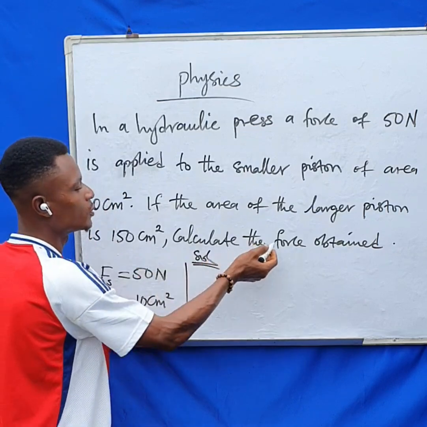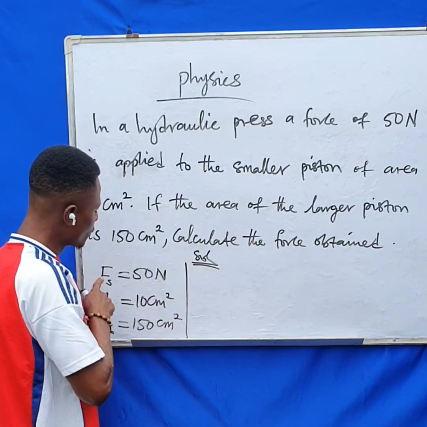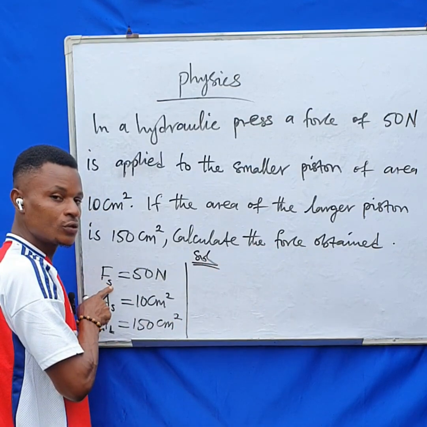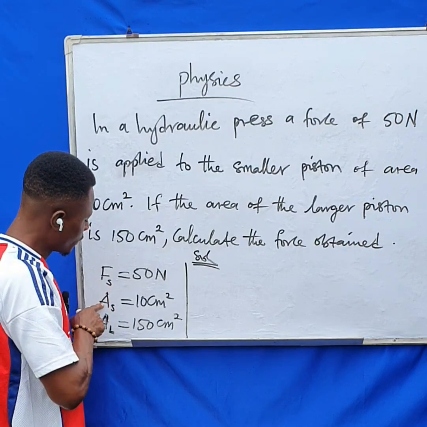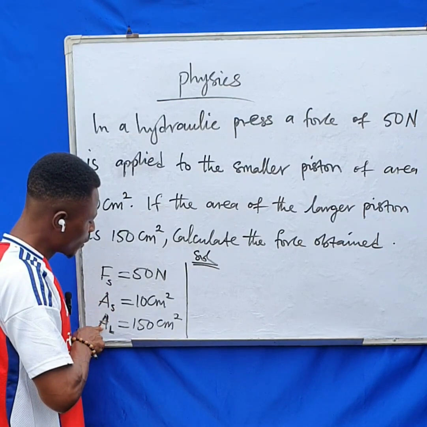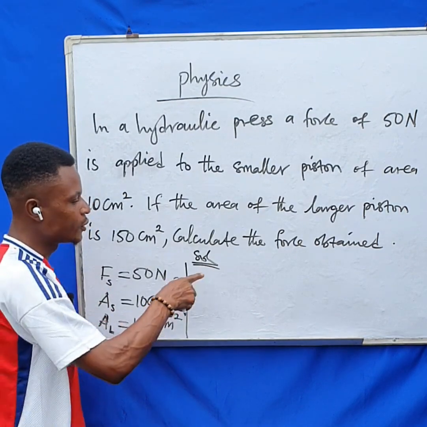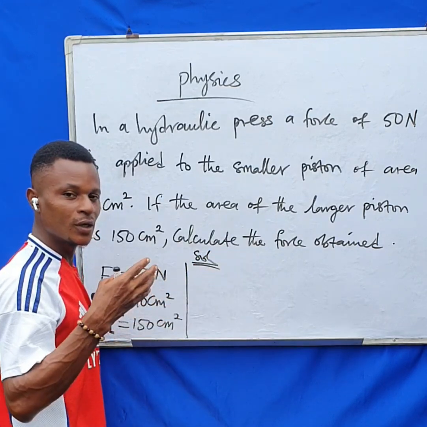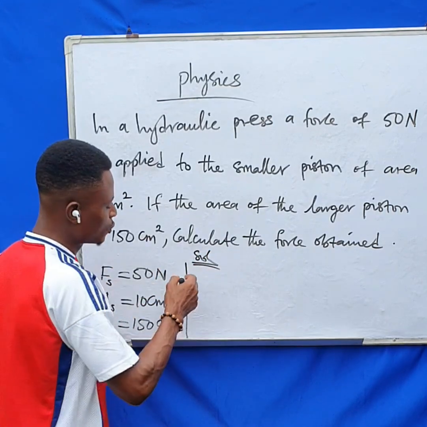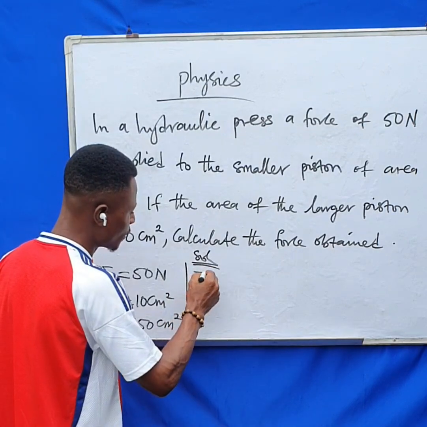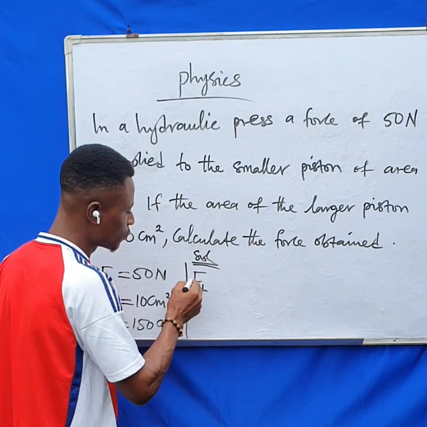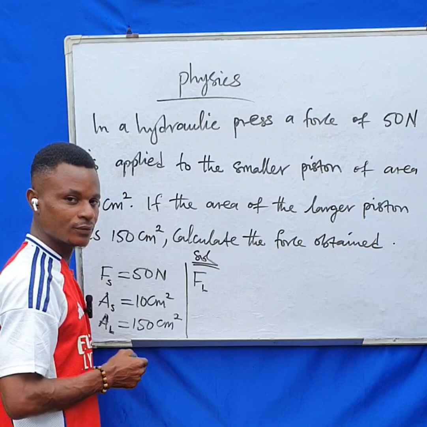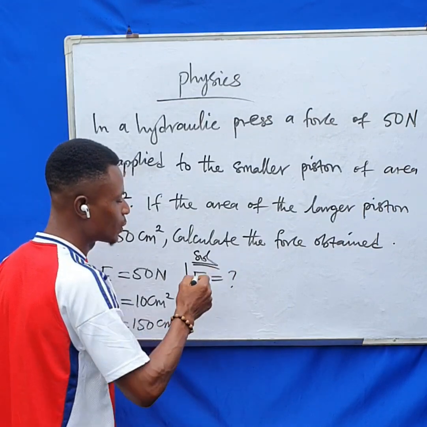Now, they said we should calculate the force obtained. We have the force of the smaller piston and the area of the smaller piston. Here we have the area of the larger piston. That means this particular force they ask us to calculate must be the force of the larger piston. So we can call that FL, force of the larger piston, and it is unknown, we are not given.